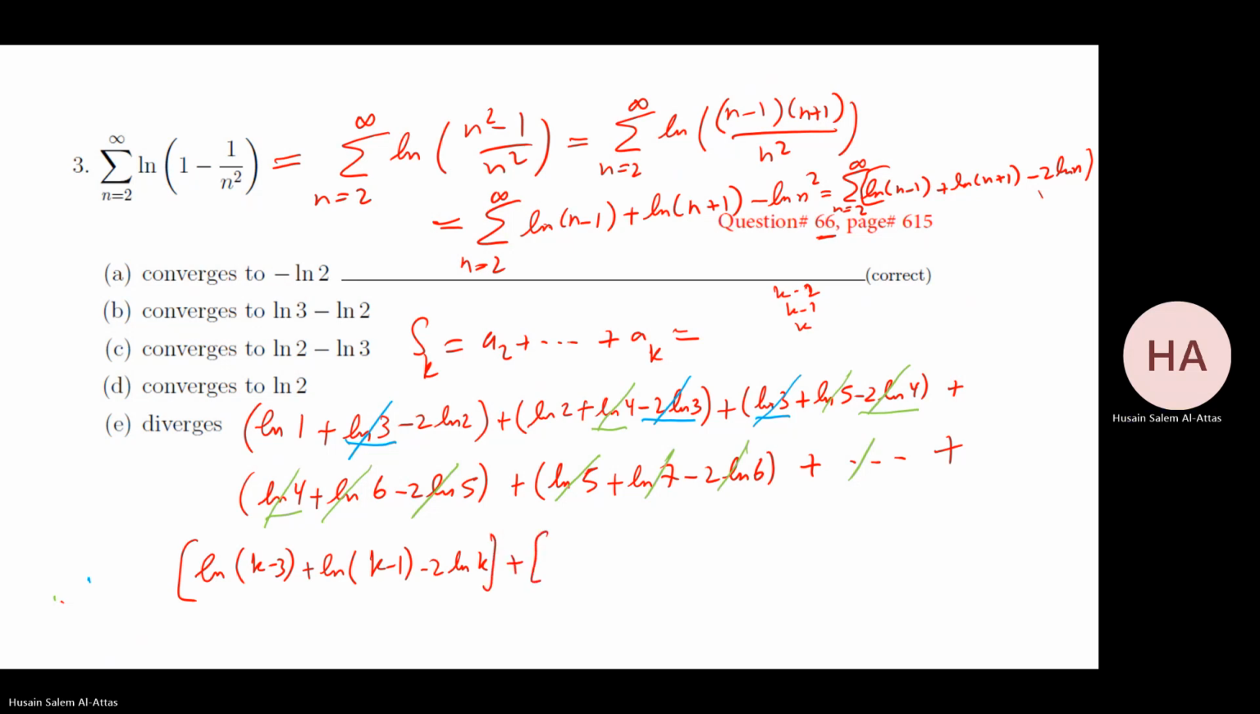Plus at k minus 1, that will be ln k minus 2 plus ln k minus 2 ln k minus 1, plus. That will be the last term: ln(n minus 1) plus ln(n plus 1) minus 2 ln n. So it's the remaining. Yeah, here's the catch.